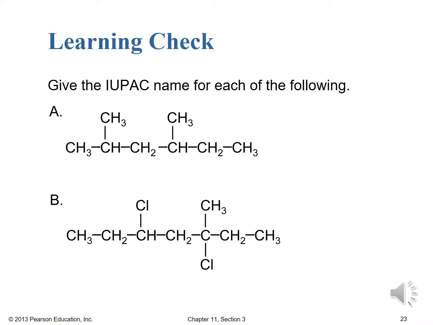Let's follow up with another learning check. In this case, you're going to give the IUPAC name for each of the following, and here hopefully if you had any trouble in the last one, you'll be able to find a way to name these correctly, learn from those mistakes. If you haven't had any trouble so far, hopefully you'll continue to breeze through this IUPAC naming exercise. Please pause the video here while you complete your work of naming these structures, and then start it back up when you're ready to check your work.